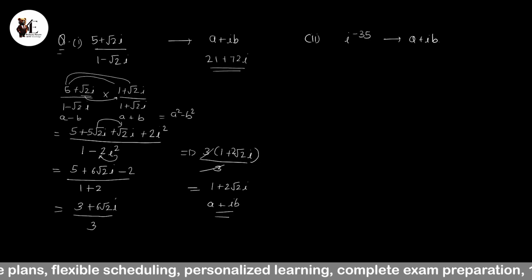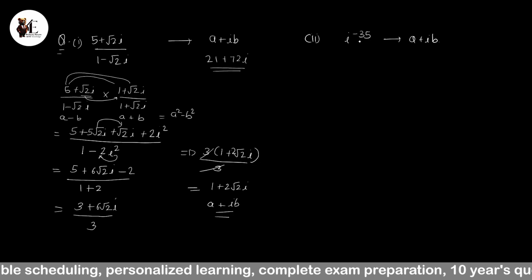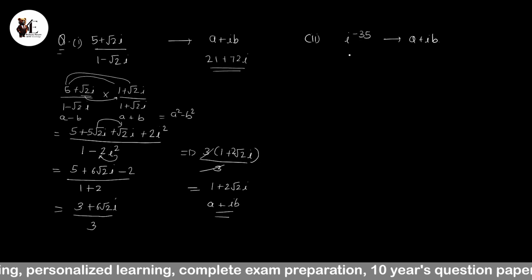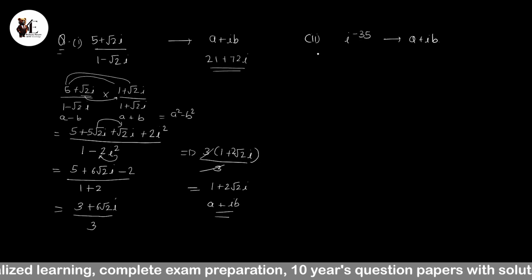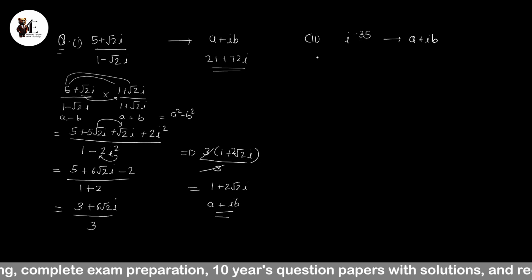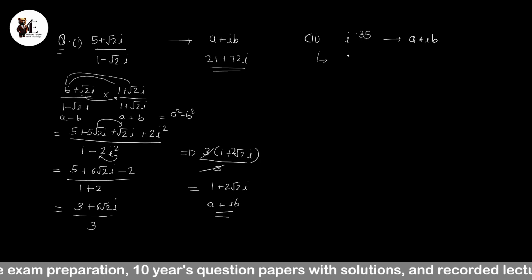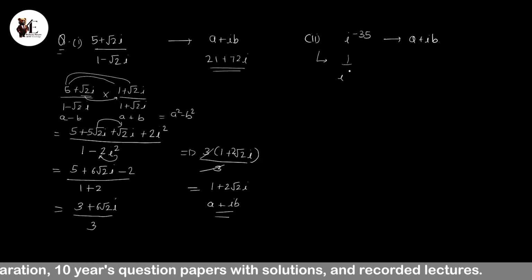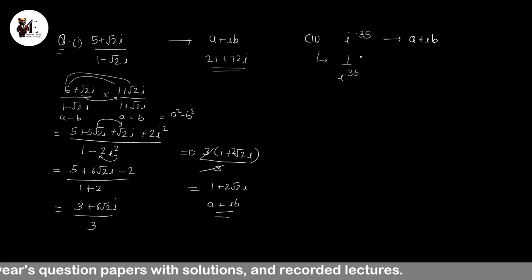So in such type of question, firstly try to make this exponent positive. Here it is negative. So how can we make the exponent positive? We have to take the reciprocal, so 1 over I raised to the power 35. If you want to change the sign of the power, just take the reciprocal of that.